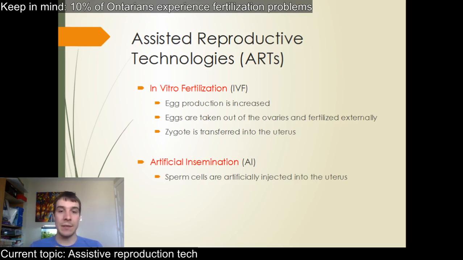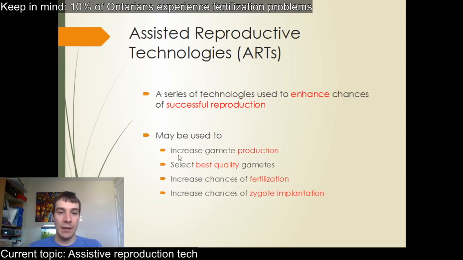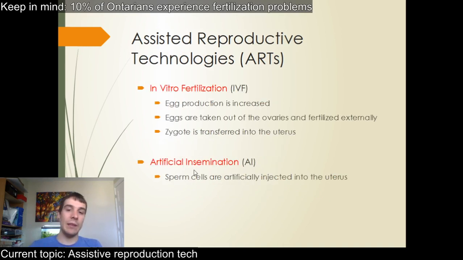Artificial insemination is also common, especially when you have, for example, same-sex couples that want a baby. You can just do that. You take sperm cells and just artificially inject it into the uterus. So presumably that's done with the best quality gametes. You select the sperm that don't carry the trait that you're looking at, and then you only let those into the uterus so that the baby has no chance of getting that trait.